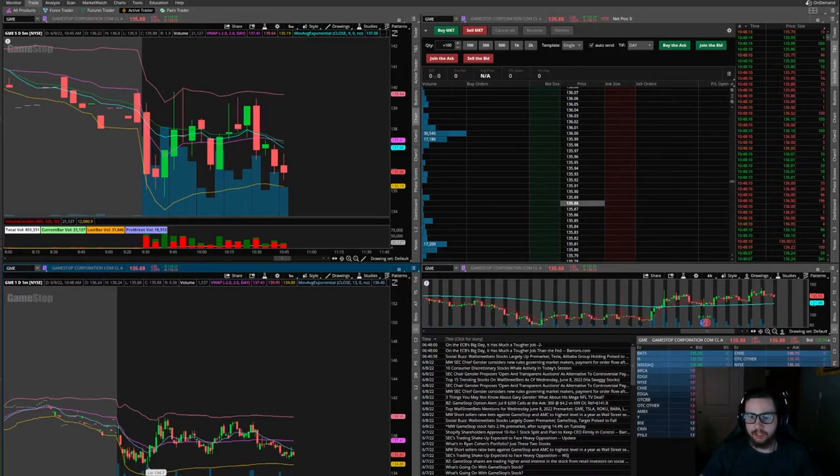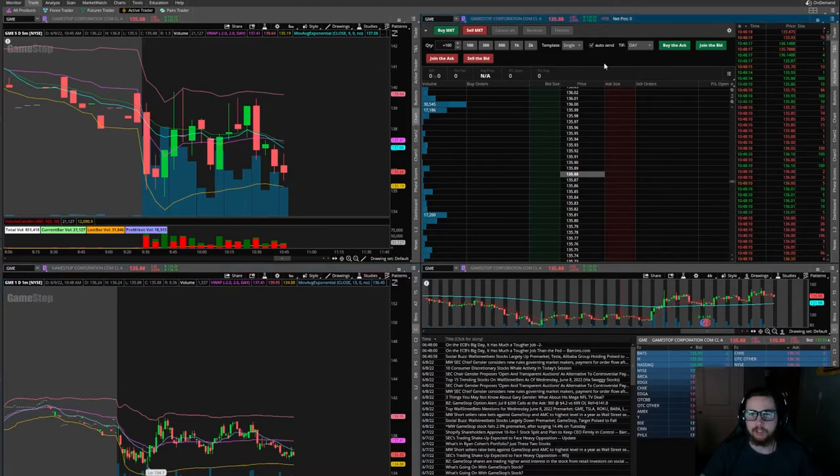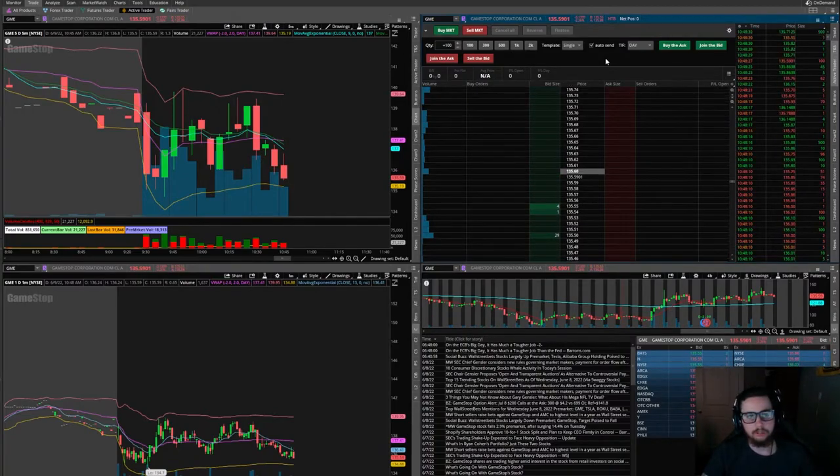All right, so we talked about the level two, and generally speaking, that's basically the operation of ThinkorSwim. A lot of this stuff is going to carry over to whatever system or brokerage you guys are using. But yeah, that's how my ThinkorSwim is set up. Yours, if you have Jason's setup, will be very, very similar. Again, I've changed a few things here and there.